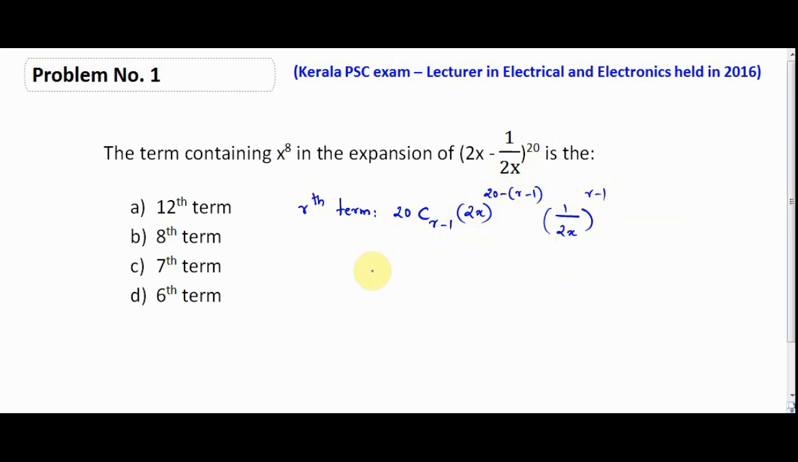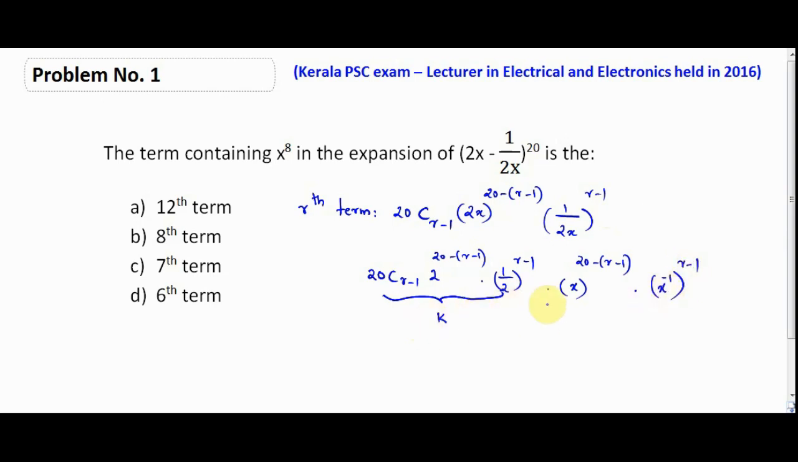Okay, now let's separate constant terms and x terms. We will combine constant terms together. That will be 20C(r minus 1) 2 raised to (20 minus (r minus 1)) into, here we have 1 by 2 raised to (r minus 1). So this complete term will be the constant here. Okay, so we will take it as k. So k into, here we have x raised to (20 minus (r minus 1)). So that we will write as such. Okay, that into, here we have 1 by x raised to (r minus 1). So 1 by x we will write as x raised to minus 1 whole raised to (r minus 1).